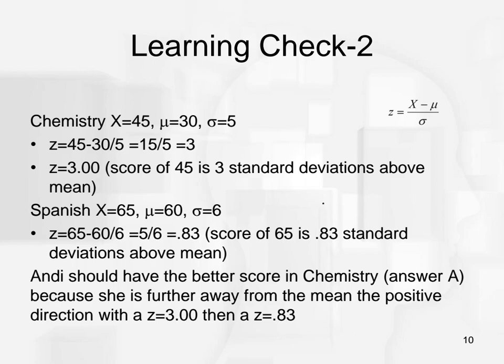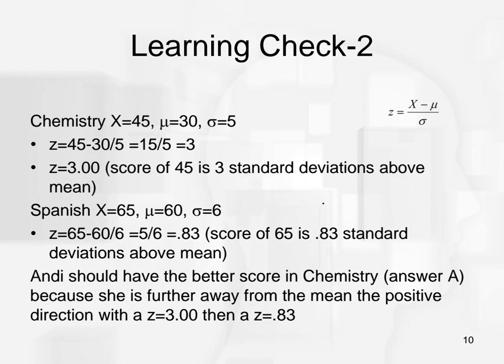Now, in the Spanish class, Andy has a score of 65, and she has a mean of 60, and she has a standard deviation of 6. All right. So again, we have a situation where Andy has done better than the mean. So that is great. But how far away is she from the mean? And that's always going to be our question. So we have 5 divided by 6, which is 0.83. So her score of 65 is 0.83 standard deviations above the mean.